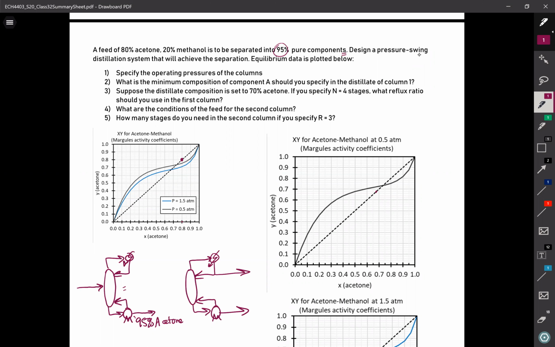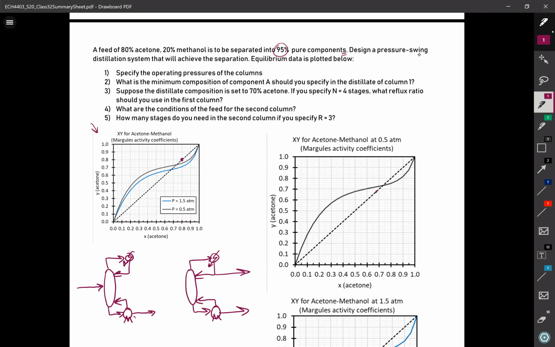So these are all the same graphs. I've just got them together on this diagram, and then I separated them on the right so you could see them a little bit easier. The first task is to specify the operating pressures of the columns. So I've gone through and I've drawn a quick skeleton of what the process flow diagram will look like. I don't know off the bat whether I should send the top product or the bottom product to column 2. So we're going to work that out as we go through the problem.